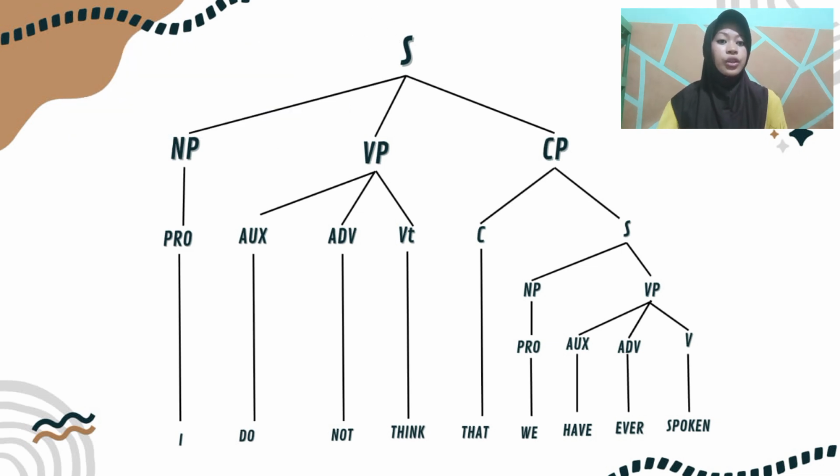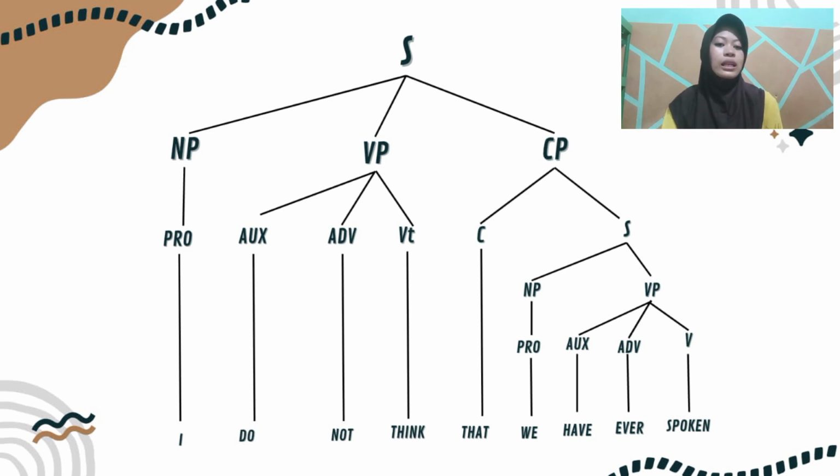The structure clearly shows the presence of an embedded clause, which is a clause contained within another clause. So, in conclusion, the sentence "I don't think that we've ever spoken" is a complex sentence consisting of a main clause and a subordinate clause.